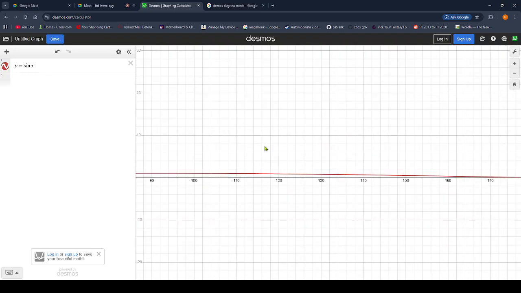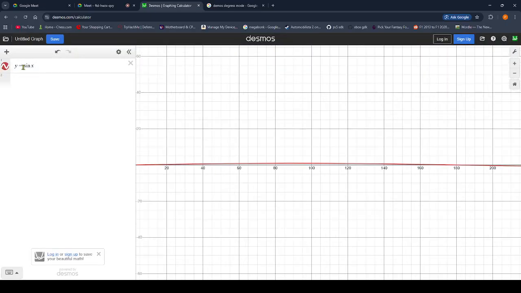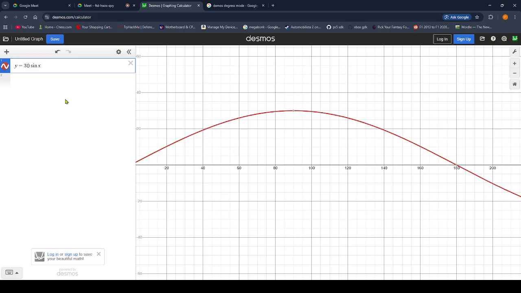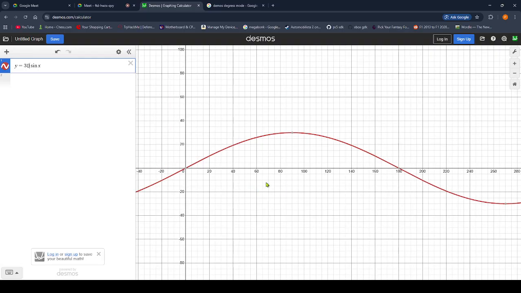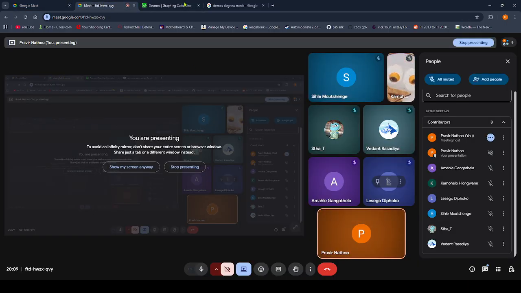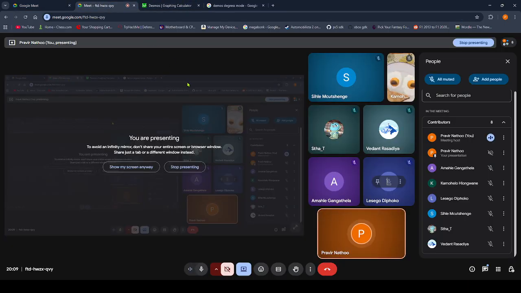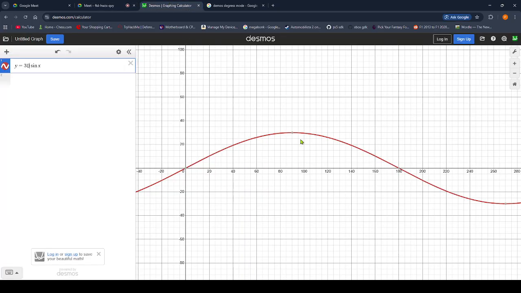Right. So as you can see, at 180, okay, let me increase the amplitude of this graph so we can see. Right. So here's a sine graph. The amplitude is 30. Can you guys see this? Can you see the graph? Right. So at 90, it hits around the number.